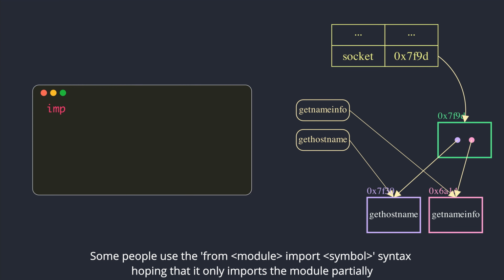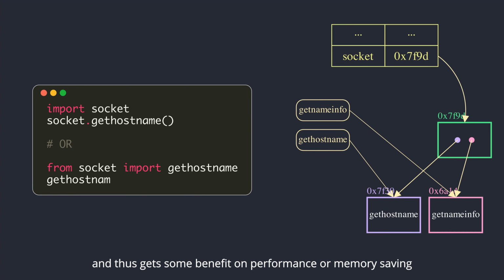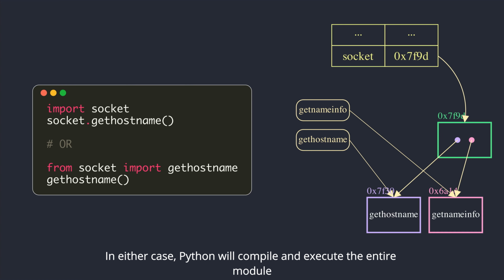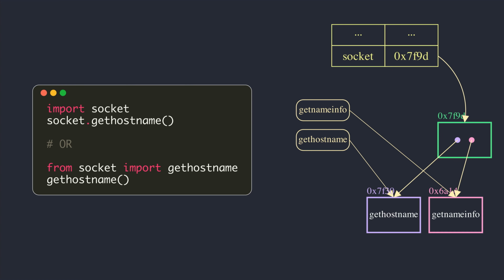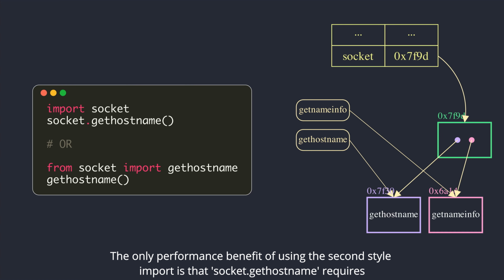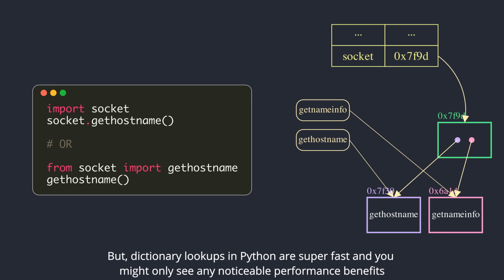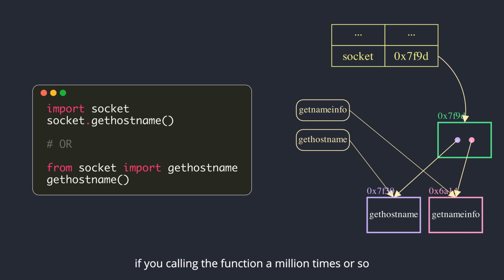Some people use the from module import symbol syntax hoping that it only imports the module partially, and thus gets some benefit in performance or memory saving. We have already seen that's not true. In either case, Python will compile and execute the entire module. The only performance benefit of using the second style of import is that socket.gethostname requires one additional lookup in the dictionary of the socket module to get to the gethostname function object. Dictionary lookups in Python are super fast, and you might only see any noticeable performance benefits if you are calling the function a million times or so.